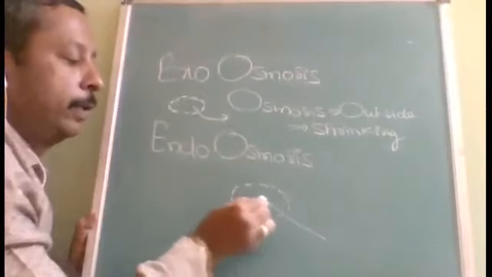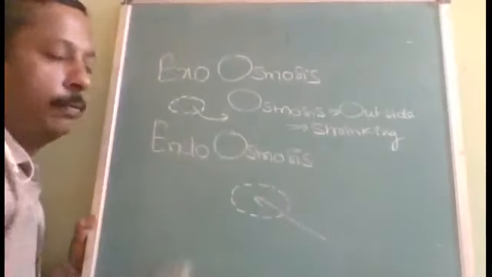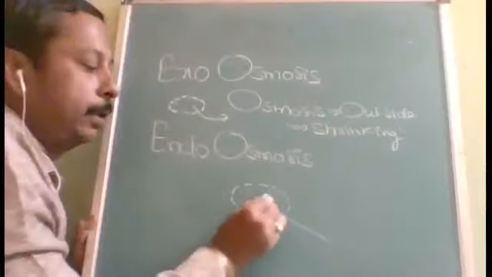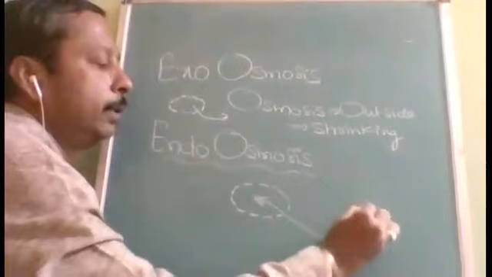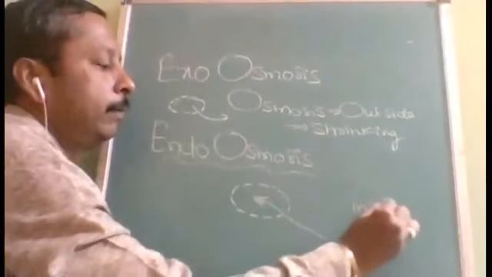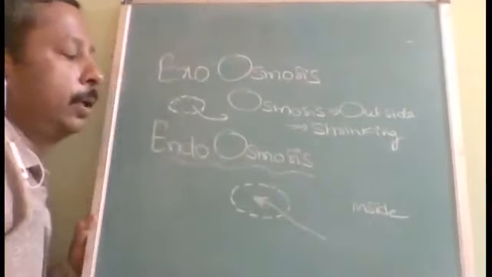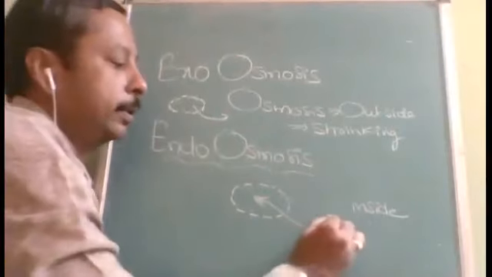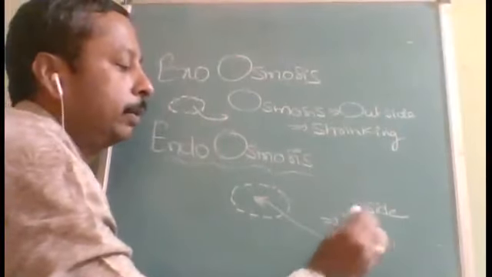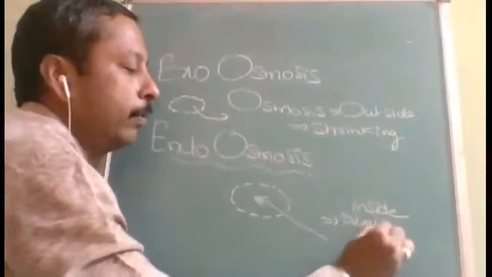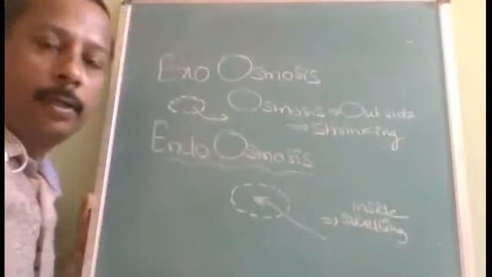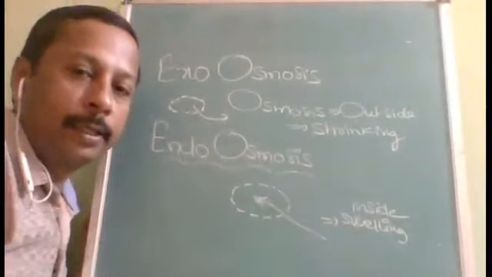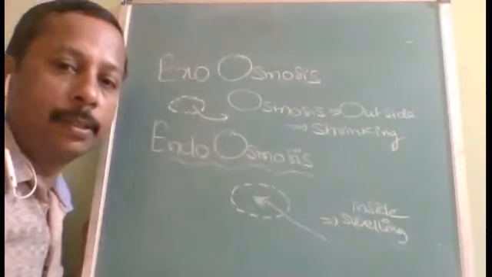Now if the solvent comes from outside to inside the cell, then it is called endoosmosis. If the flow of the liquid is inside, then it is called endoosmosis. It will cause swelling. Okay. Exoosmosis causes shrinking. Endoosmosis causes swelling.